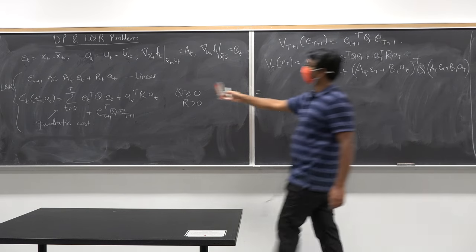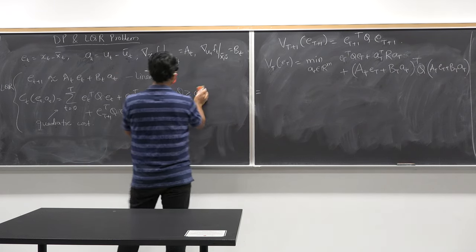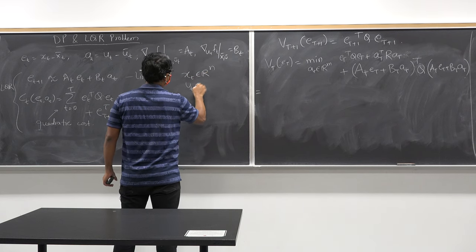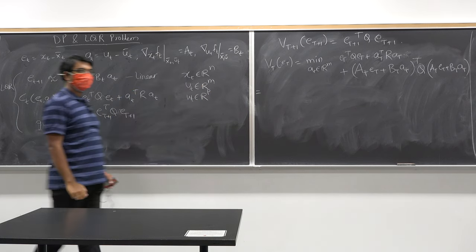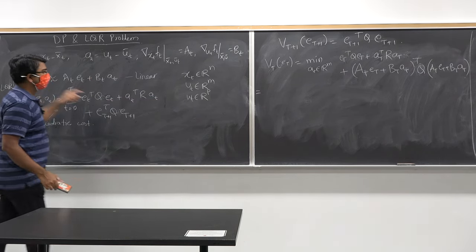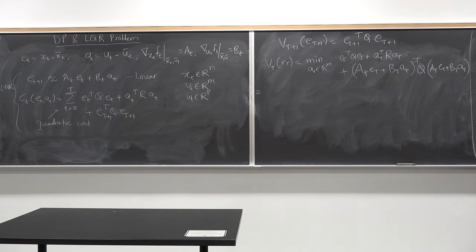a_T in R^m? Yes, because u_T dimension is R^m. So x_T is in R^n, u_T is in R^m, w_T is in R^p. So a_T also is in R^m, and e_T is in R^n. Okay, so I have this expression. I want to minimize with respect to a_T of this. At least at this point of time it looks horrible, but I'll just show you that it's not that horrible.